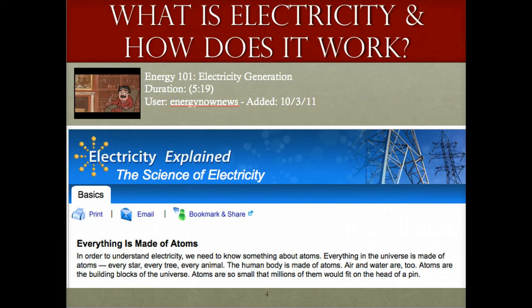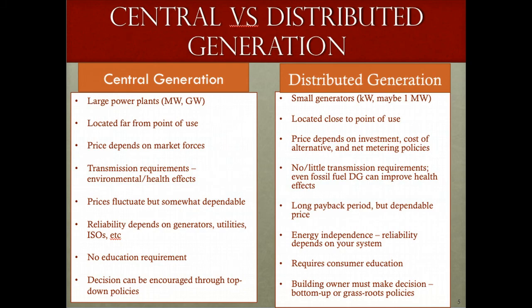To answer the first question, explore the video Energy 101, Electricity Generation, and readings 2 through 6. These resources provide a basic overview of what electricity is and how it works. However, there is some information these resources do not provide that will be important to your understanding of sustainable electricity options going forward in this course. First is the distinction between central and distributed generation.